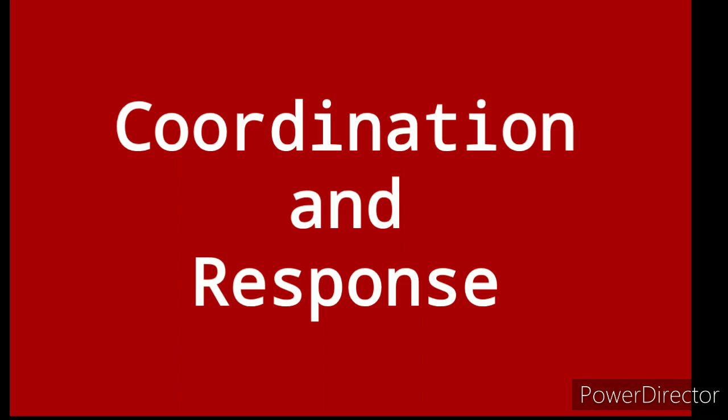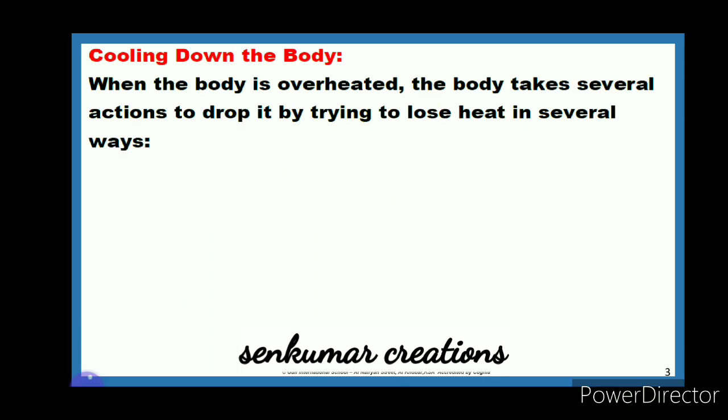So how do we cool the body now? When the body is overheated, the body takes several actions to stop it by trying to lose heat in several ways. Okay, so if the body is overheated, when we are in hot sunlight, the body gets more heat, and when we do vigorous exercise, due to the metabolic reactions, more heat is released in the body and the temperature becomes very high. So at this time the body undergoes several steps or functions to return the body to the normal body temperature.